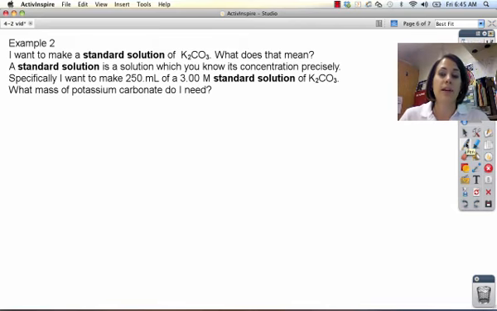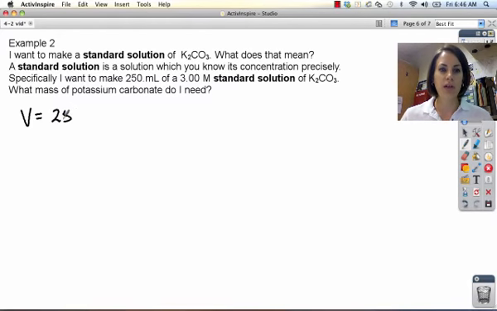Let's look at another example. Example 2. I want to make a standard solution of potassium carbonate. What does that mean? A standard solution is a solution in which you know its concentration precisely. So specifically, I want to make 250 milliliters of a 3.00 molar standard solution of potassium carbonate. What mass of potassium carbonate do I need to make this solution?